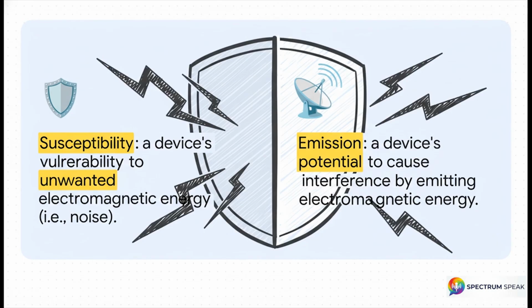So let's think of EMC as a coin with two sides. On one side, you've got susceptibility. Just think of this as your device's vulnerability. How easily does it get knocked over by outside electrical noise? Then you flip the coin and you've got emission. This is your device's potential to be the bad guy, to be the source of all that noise that messes with other equipment. Every single product from a kid's toy to a data center has to deal with both.